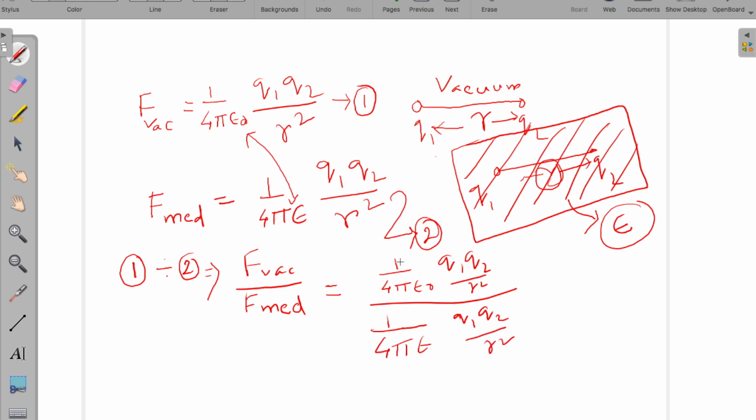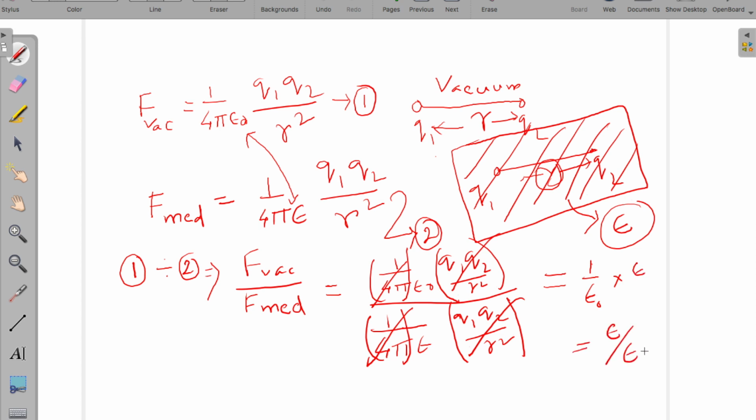If we look at the numerator and denominator of this ratio, we can see that this value and this value are the same. We'll just cancel out both of them, and also 1 by 4 pi epsilon naught will cancel out. Only 1 by epsilon naught will remain in the denominator, and epsilon will be in the numerator.